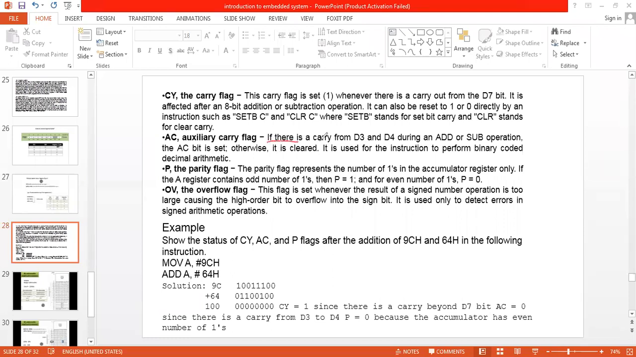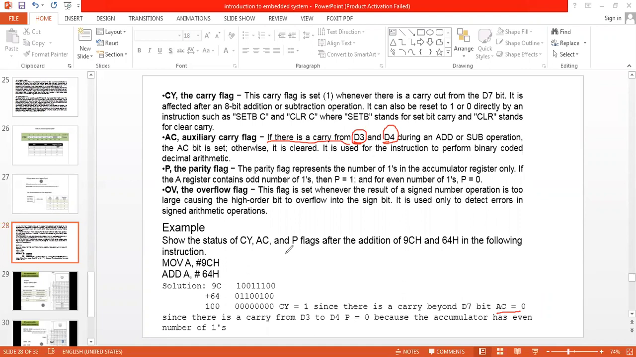If there is a carry from D3 to D4, there should be a carry generated whenever the D3 bit is added, a carry from D3 to D4. Then only AC is going to be updated. AC is equal to 1. Now AC is equal to 0. How is it equal to 0?